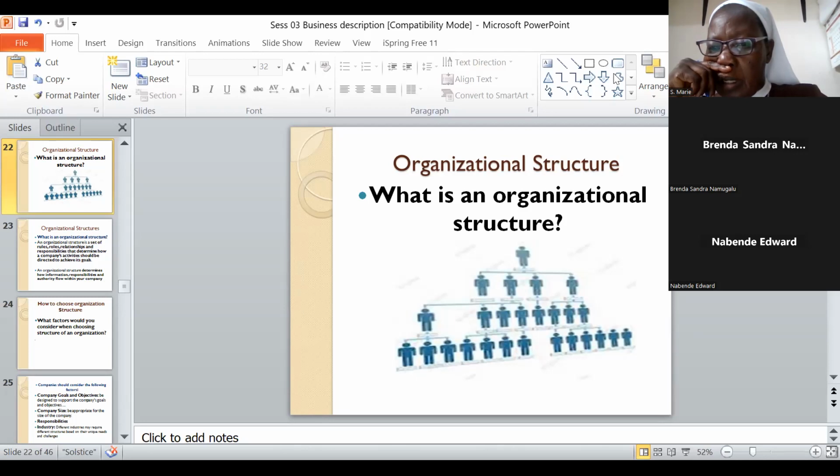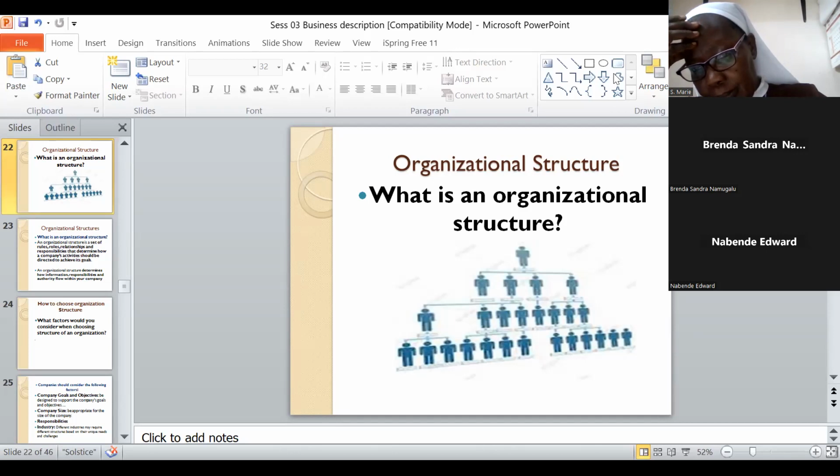Okay. So does that mean that any structure can be applicable to any organization? Do you understand what I mean? No, sister. Does it have to look like that? No.